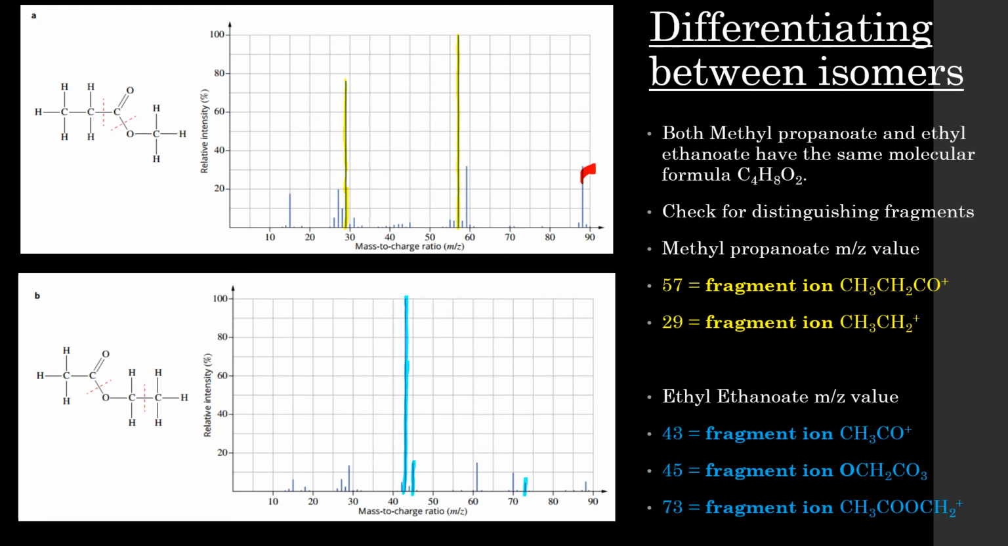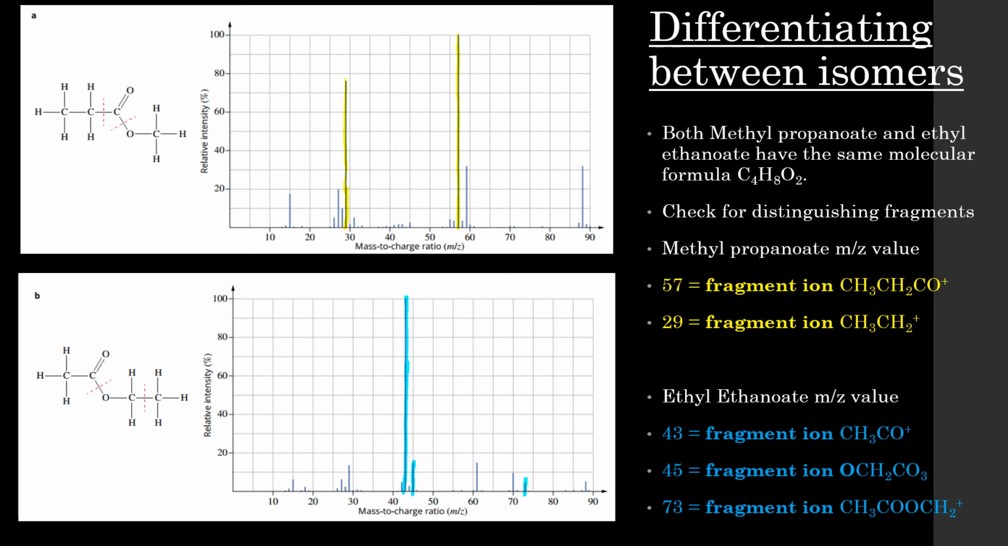So what we're going to do is try and look for distinguishing features between the two mass spectra, and I've highlighted them in yellow and blue for you. So let's have a look at the first one, which is methyl propanoate. We've got a fragment here at 57, and the fragment ion is just CH3CH2CO+. And then the fragment ion at 29 is CH3CH2+.